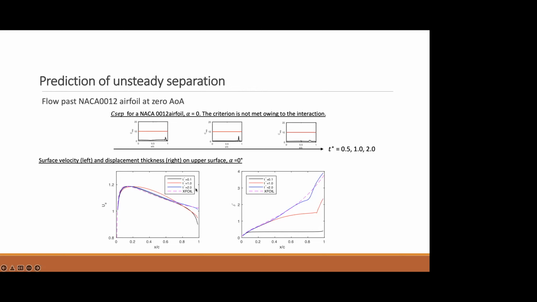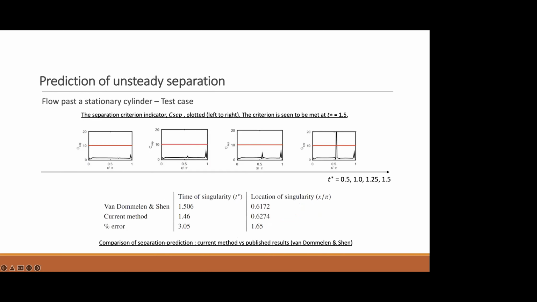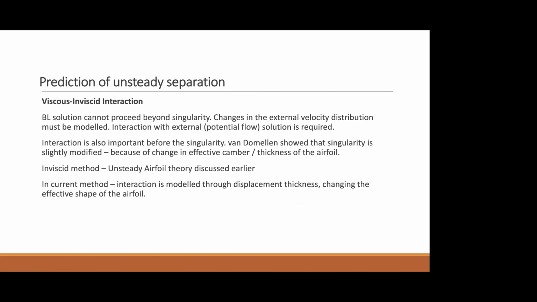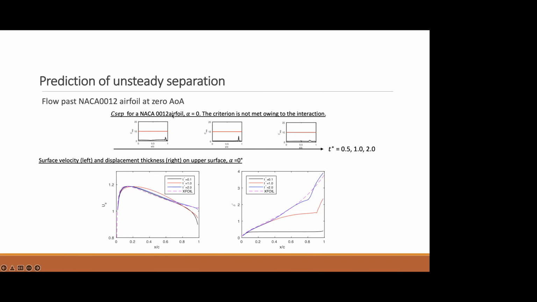The T star is non-dimensional time over here. This is actually a case which doesn't have any unsteady separation. The cylinder case that I showed previously is a case where we have the unsteady separation, where the C-sep indicator is being exceeded because we do have separation in the case of a cylinder. But for the NACA 12 airfoil, the C-sep indicator is never exceeded because there's no flow separation over here. So this is just an example where there's no flow separation and where we are able to get a steady converged solution.